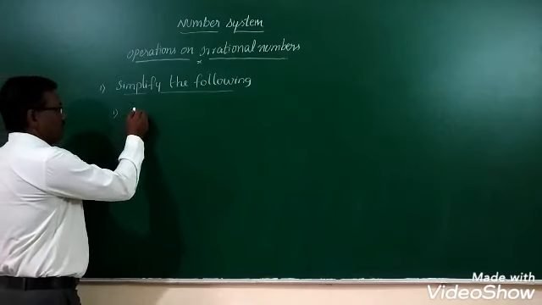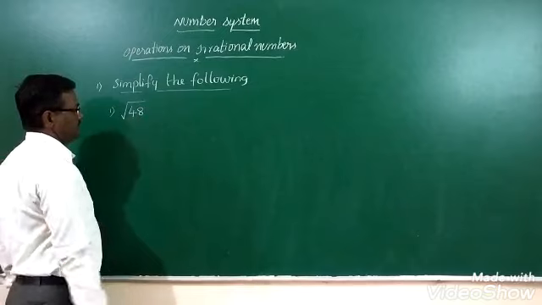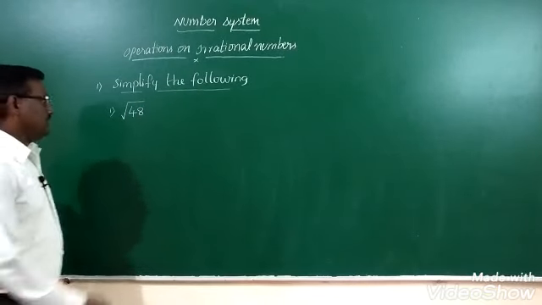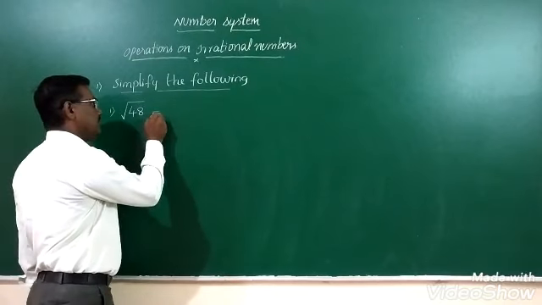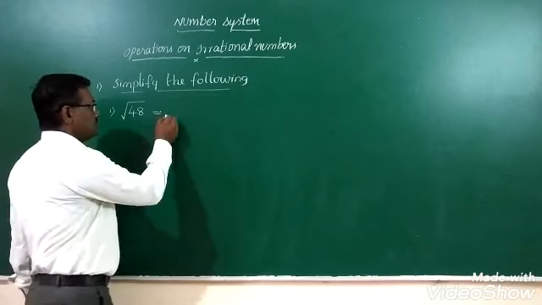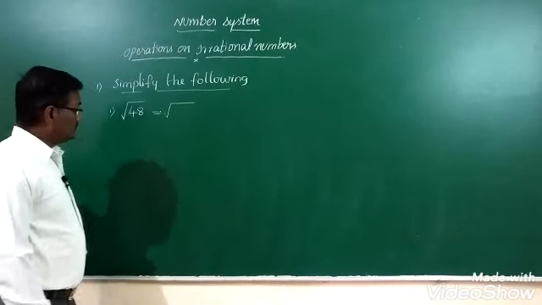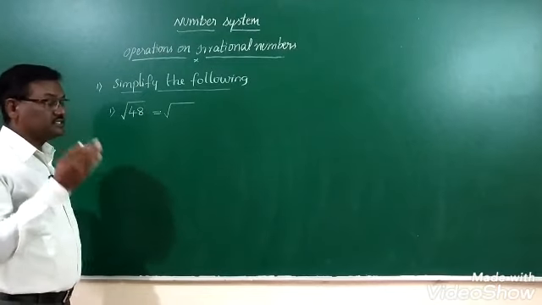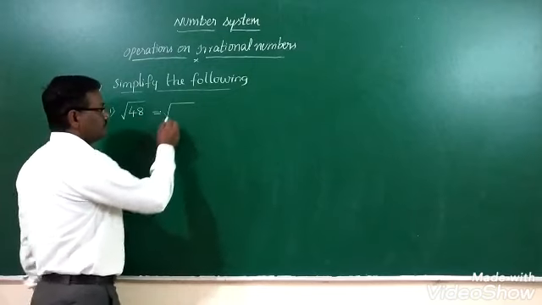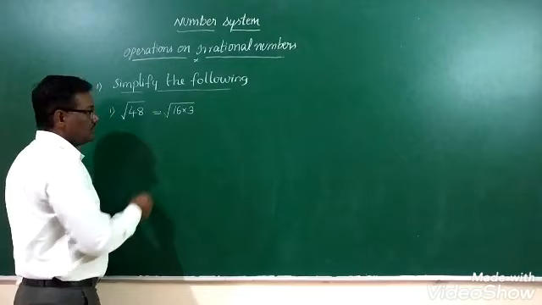Let us take one problem, root 48. How to simplify root 48? It is very simple. If you know the multiplication table, we can simplify it easily. Observe here, it involves one perfect square, that is 16, because 16 3s are 48. 16 into 3.